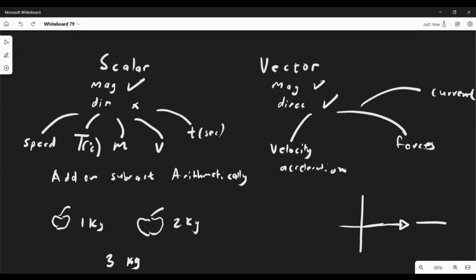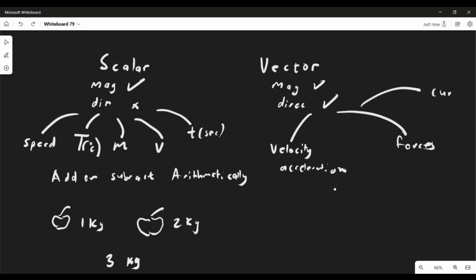What's important to understand when we're adding vectors, and that is also why gravity is not a scalar, is that it has direction and it's downward. So the magnitude is 9.81 meters per second squared, and the direction is downwards. Therefore, it's an acceleration. I hope that's clear to everyone, right?